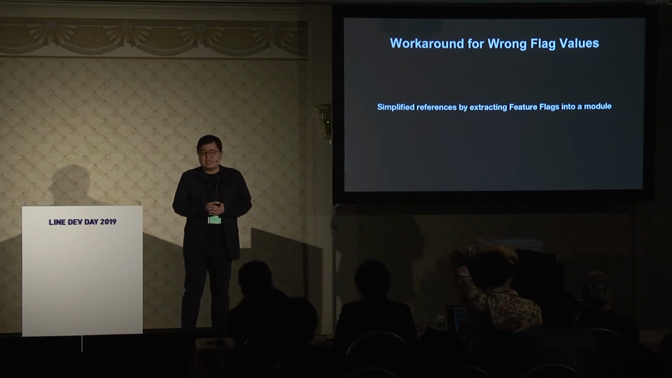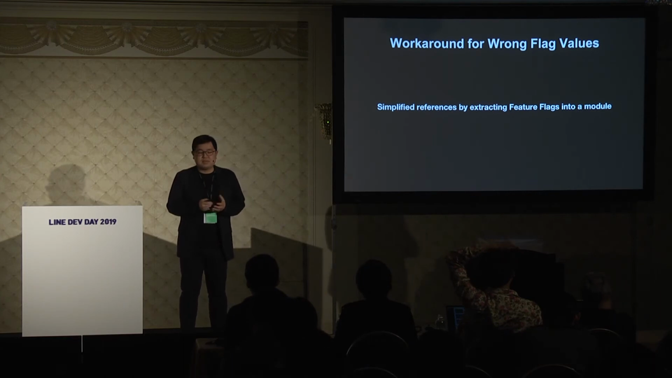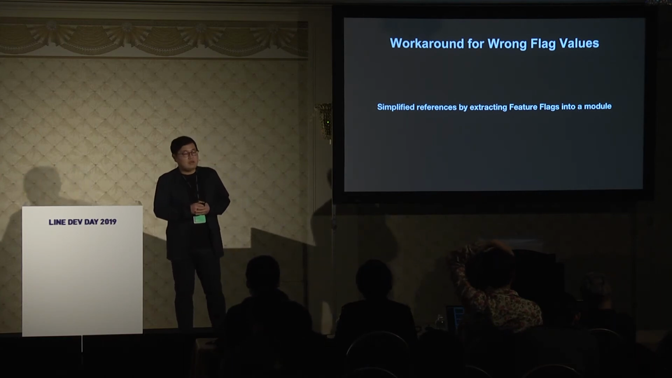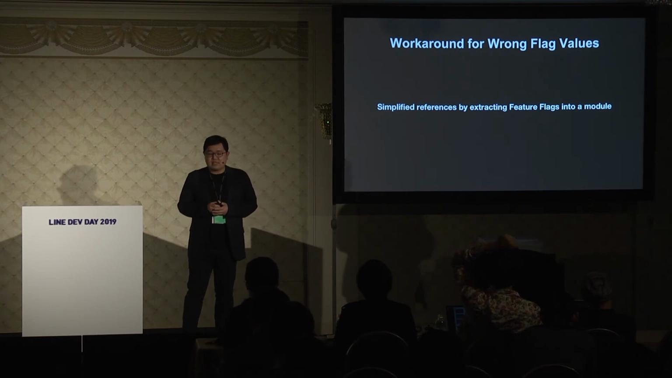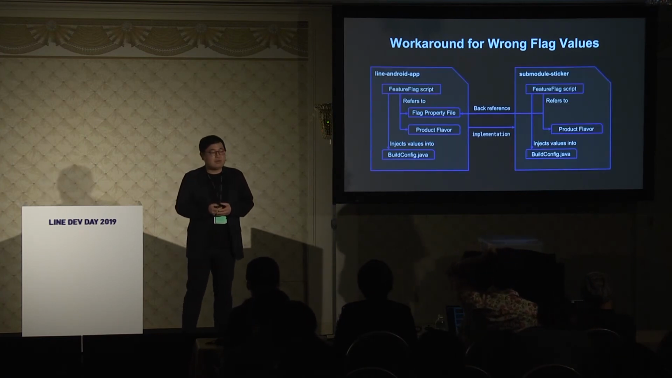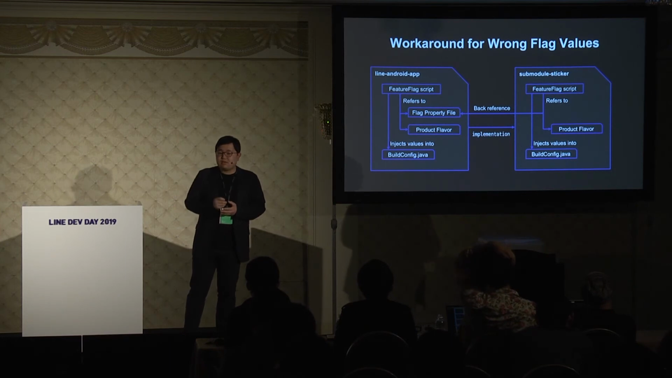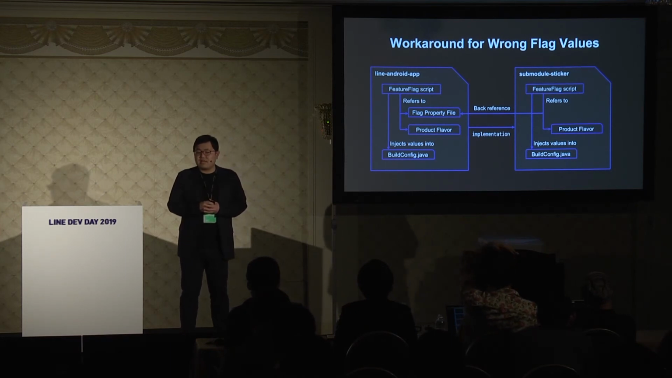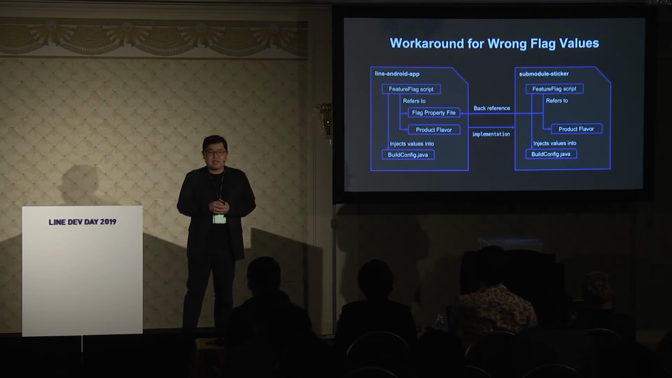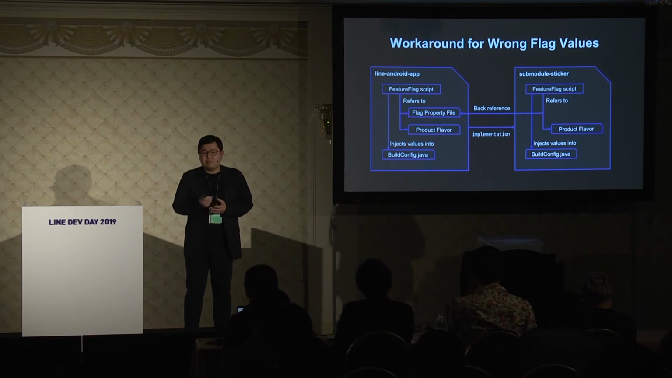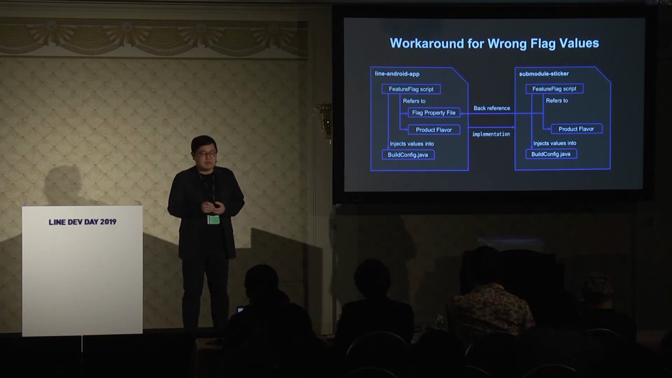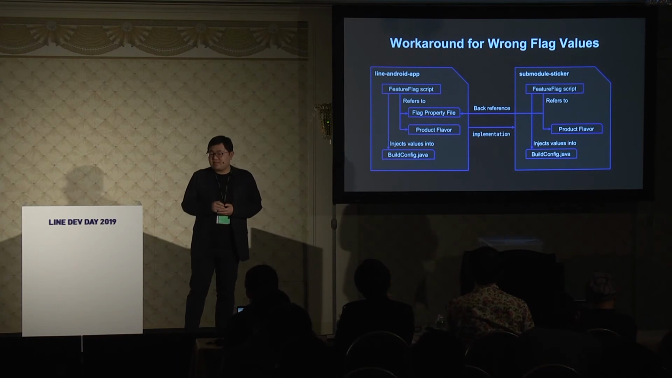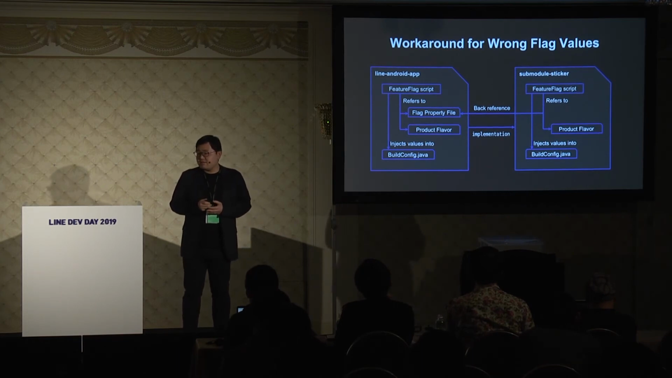So the submodule flag reference is aggregated into one module. I would like to show you how the structure is changed. So this is the original. With this state, as I described before, the feature flag value will be written into the different build config class on the submodule. So the destination of the feature flag value to be written is not the same.